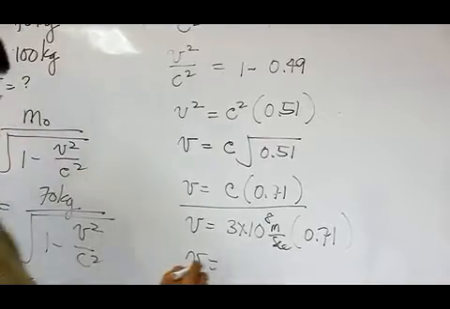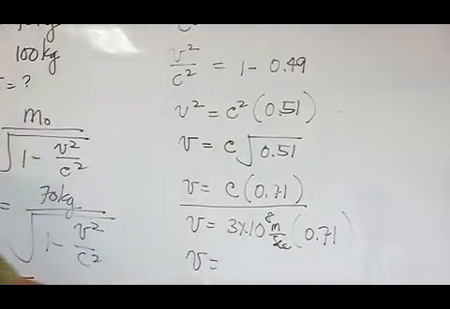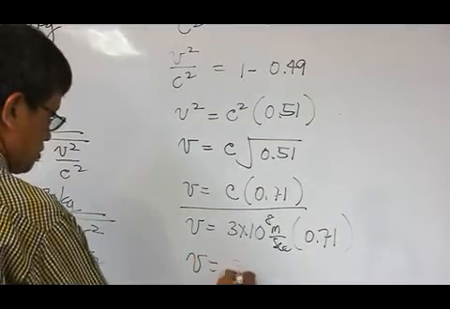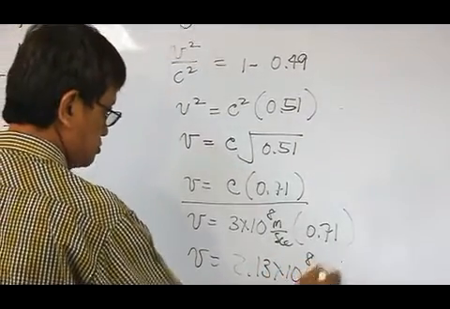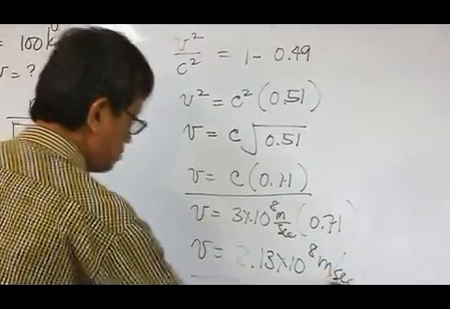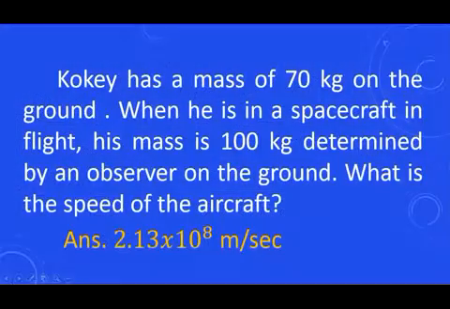The velocity will be equal to 2.13 times 10 to the 8 meters per second. And that's how fast the spacecraft will be moving with respect to the observer on the ground.